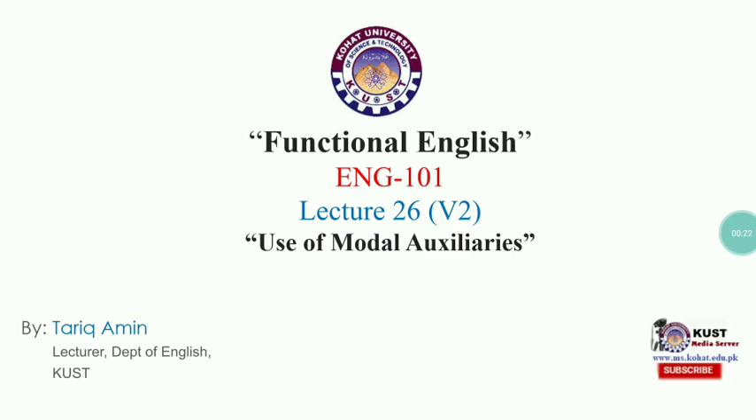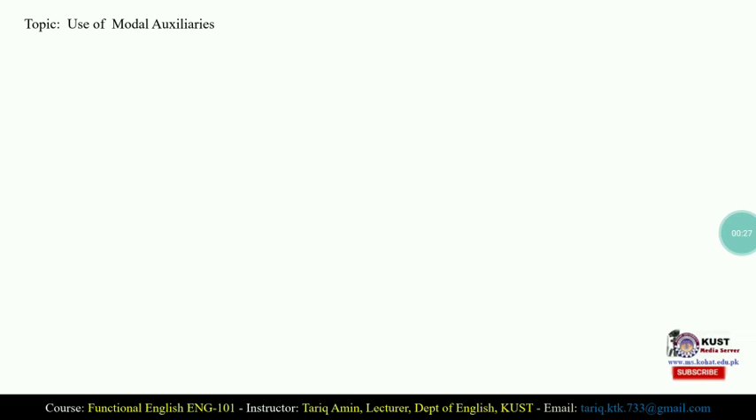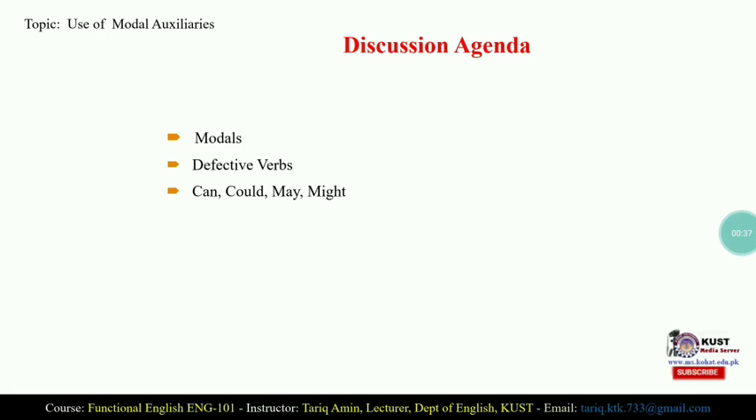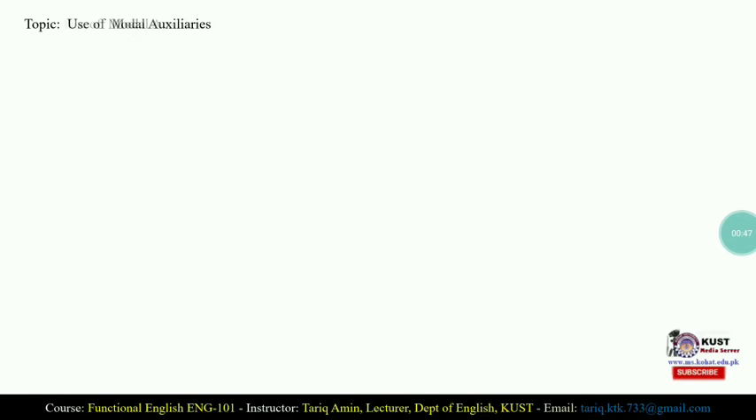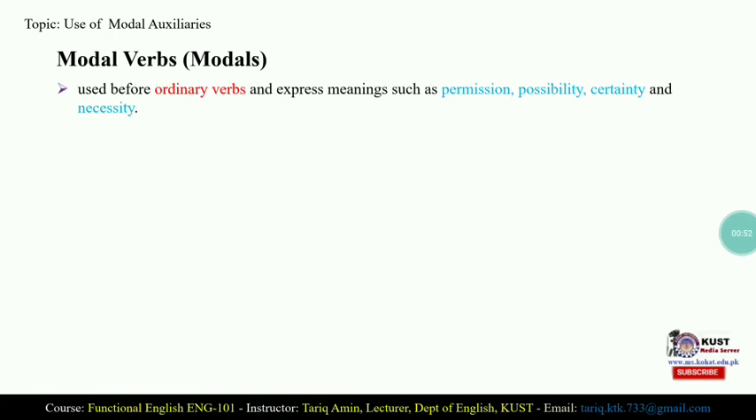And our today's topic is the use of modal auxiliaries. The discussion agenda of today's class includes, first of all, we will read modals. After that, we will discuss defective verbs, and then can, could, may, might, and then we will discuss shall, should, will, would, and then must, ought to, need, dare, used to, etc. And let's discuss modal verbs.